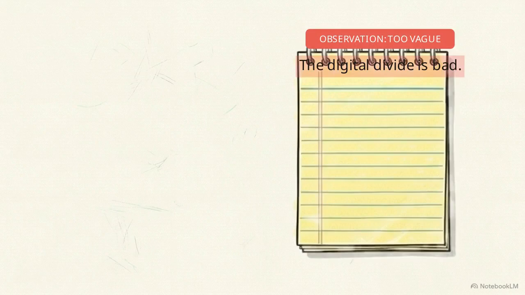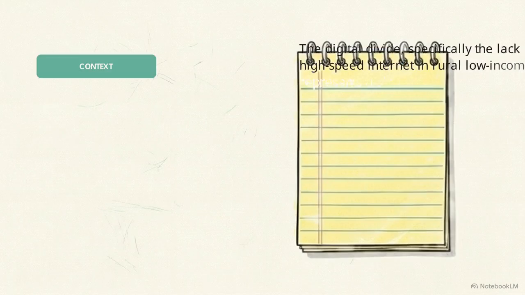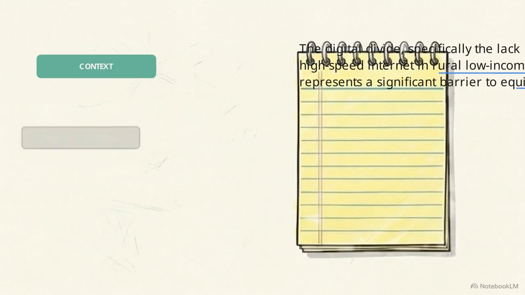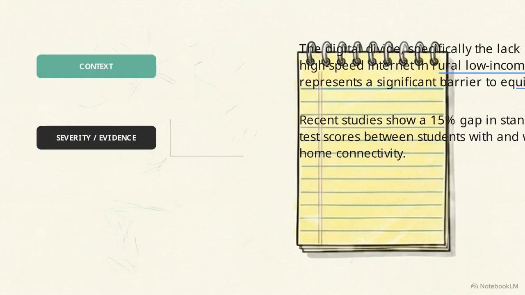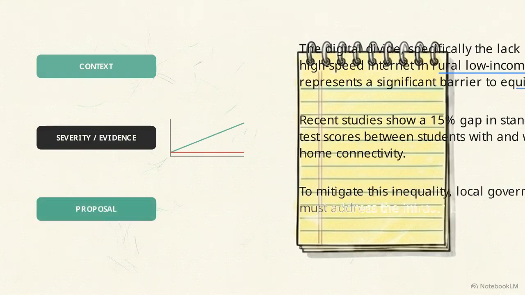Let's start with the first half of the paragraph, establishing the problem. Saying the digital divide is bad is an observation, not an academic context. A strong topic sentence specifies exactly who is affected, where, and under what conditions. Next, you have to prove the problem matters. We do this by adding a sentence that cites specific evidence of its impact. For example, data showing the exact widening gap in educational outcomes.